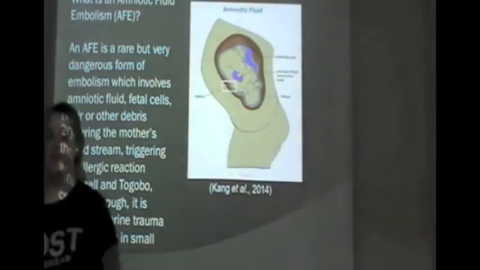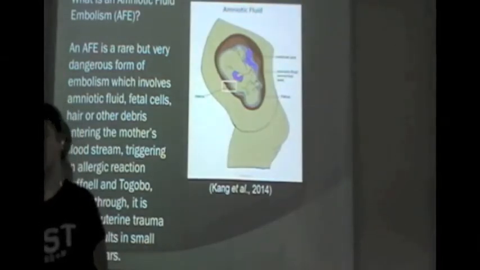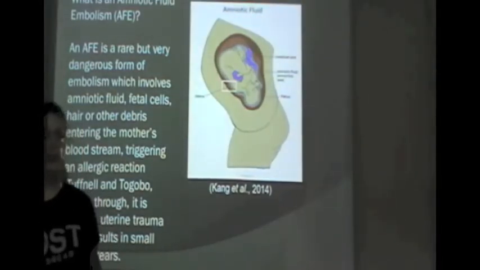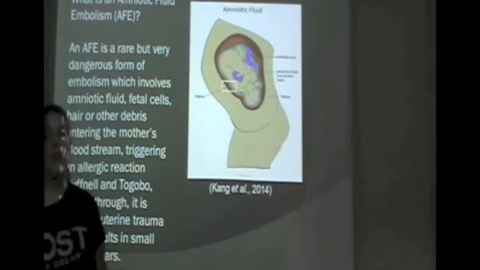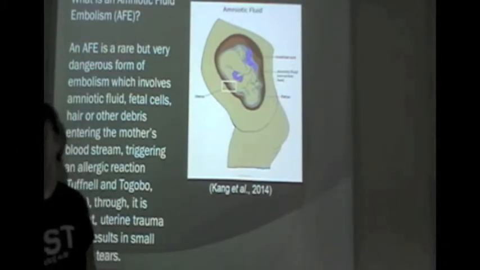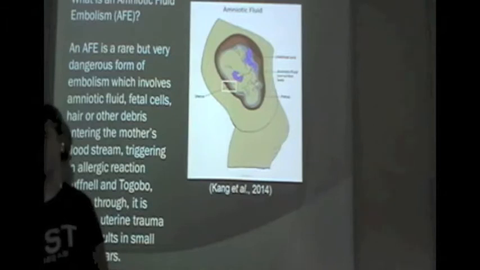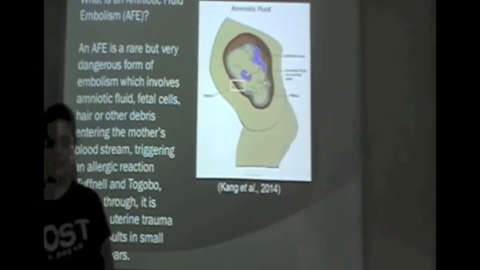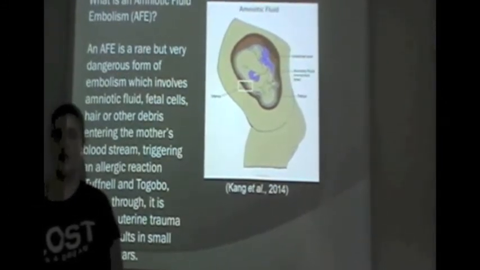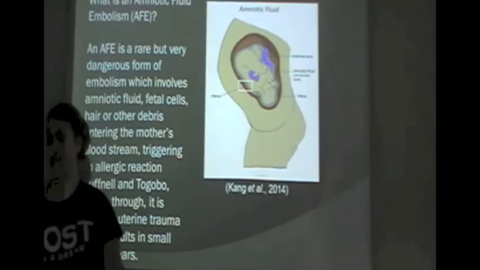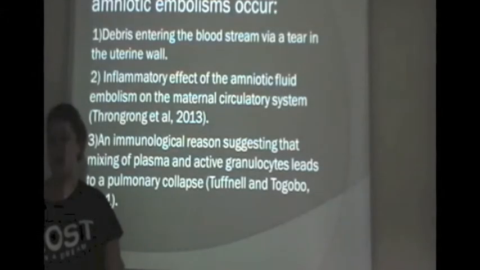An amniotic fluid embolism is a rare but very dangerous form of embolism, which involves amniotic fluid, fetal cells, hair and other debris entering the mother's bloodstream, triggering an allergic reaction. It is thought to occur via uterine trauma, which results in small cervical tears, or via the lower uterine segment. There are three pathological reasons that amniotic embolisms can occur.